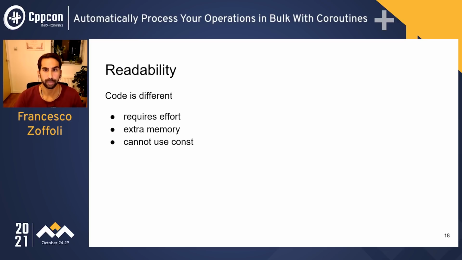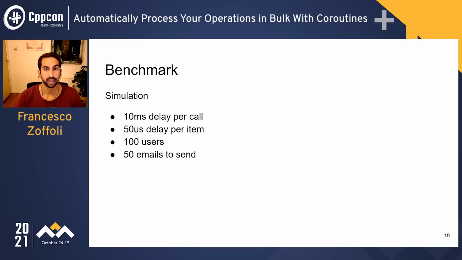But is this complexity actually needed? Well, let's run a simulation. In this simulation, we are going to have a 10 millisecond delay for each call to the function, and this simulates the network latency. Then we are going to have a 50 microsecond delay for each item processed, and this is for the operation that needs to happen per item. We are going to send notifications to 100 users, and only 50 of them want to receive the email.